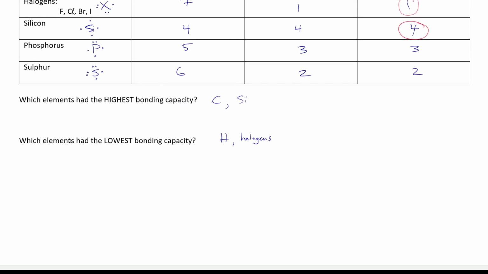There's one exception that we do need to take a look at here, and that is boron. So if we take a look at boron, boron is written like this, and typically has a bonding capacity of 3. So it will only make 3 bonds.